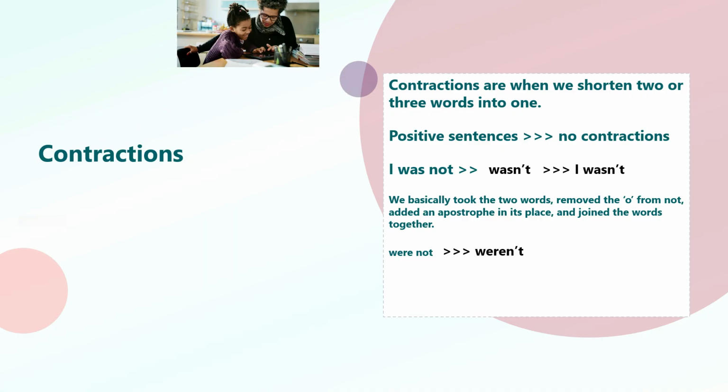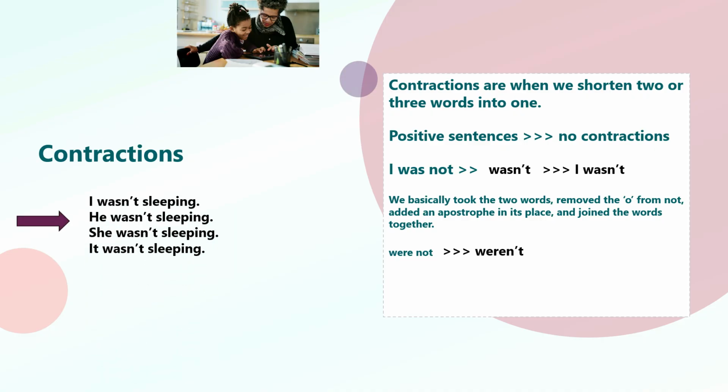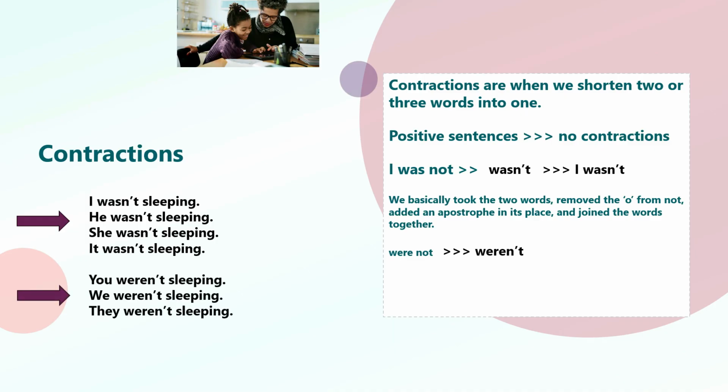Repeat after me. I wasn't sleeping. He wasn't sleeping. She wasn't sleeping. It wasn't sleeping. Now for the other form with were. You weren't sleeping. We weren't sleeping. They weren't sleeping. And that's basically it for making the contractions.